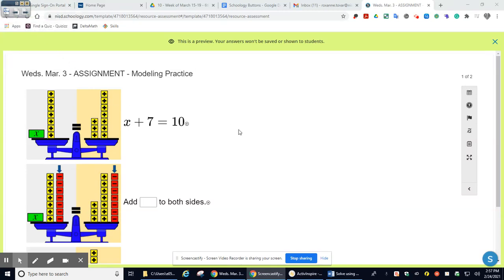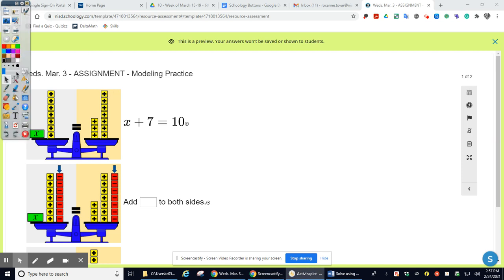All right, so today we're going to be looking at modeling equations, okay? Here we're going to see x plus 7 equals 10. So you can see that clearly modeled here. We have one x, we have 7 positives, and then we have our equal sign, and on the opposite side of the equal sign we have 10 positives. Remember, our goal is to get x all by itself, okay?